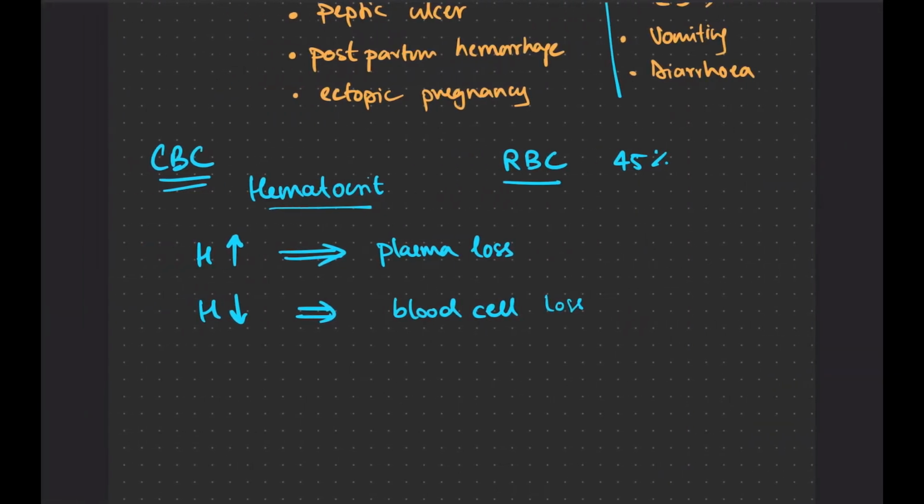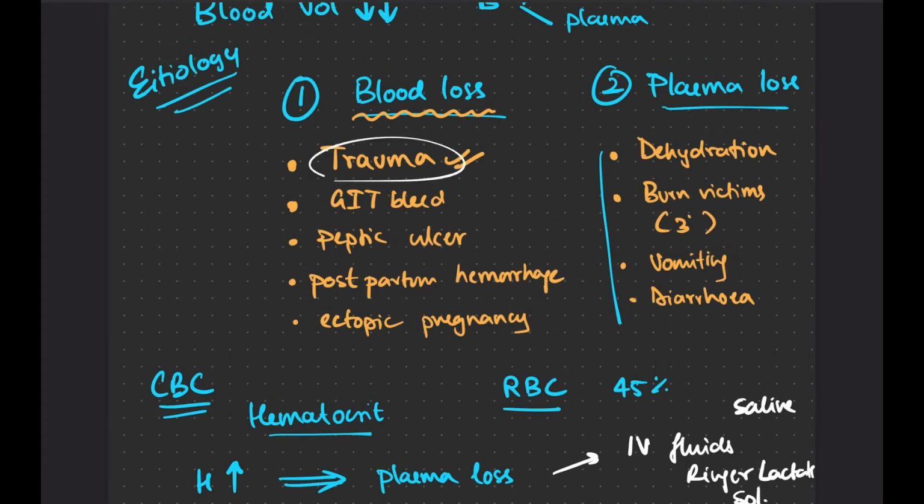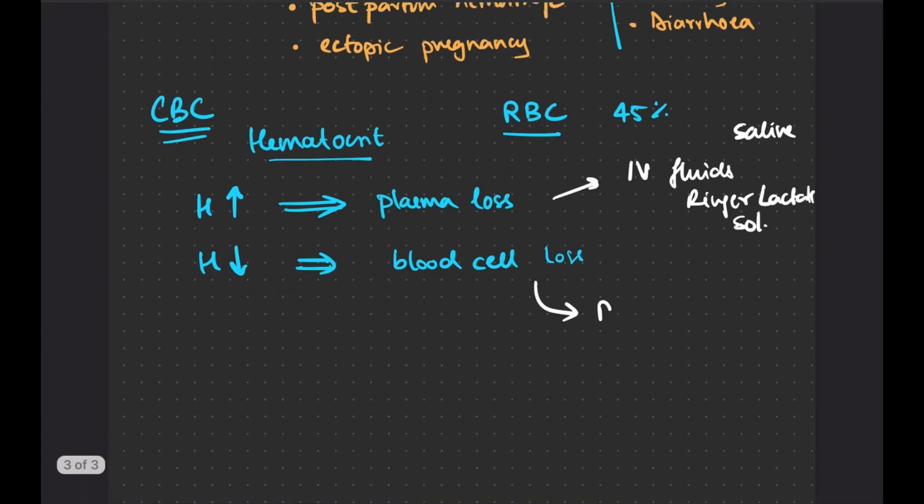If there is plasma loss, we'll give IV fluids. So what could we give in the IV fluids, the intravenous fluids? We could give normal saline, or we could give Ringer lactate solution. This could be a mode of treatment. If there is blood cell loss, like suppose there is a trauma, there is hemorrhage, then we could give blood transfusion.